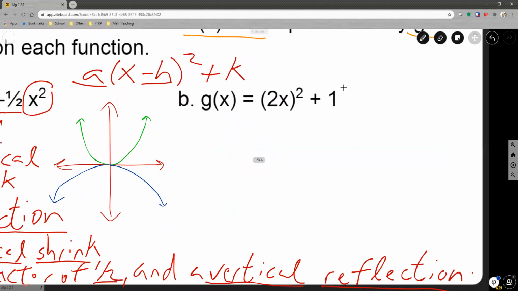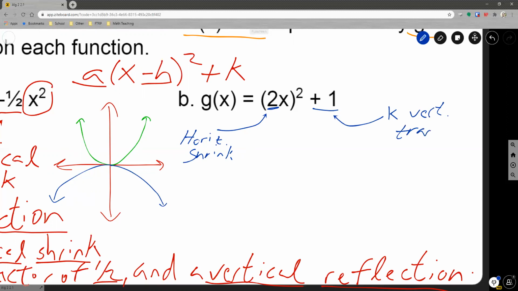All right, let's do the next one. g of x, this one's a little bit more complicated. I've got a 2 inside the parentheses, so I'm multiplying my input by a value of 2. So I know that that is going to be a horizontal shrink. And then I also have a +1 on the other end, which is going to be my k value, which is going to be a vertical translation.